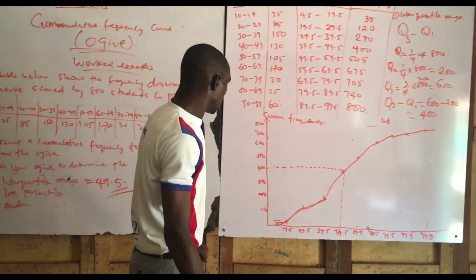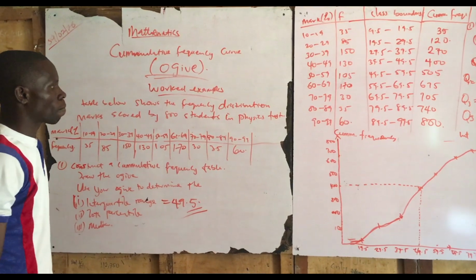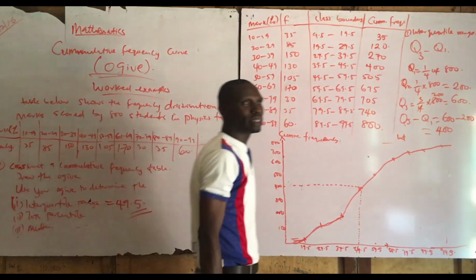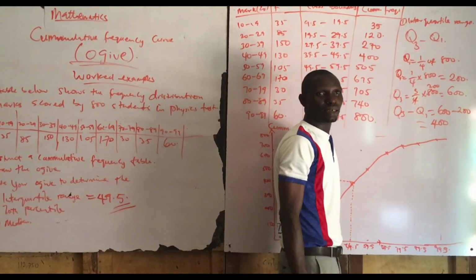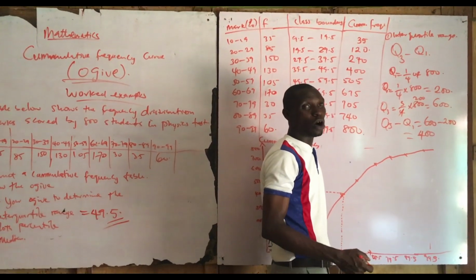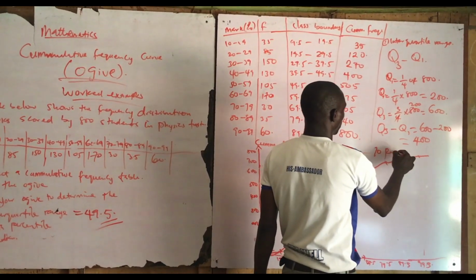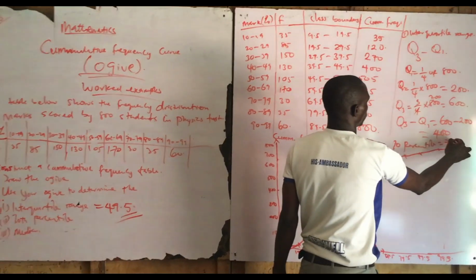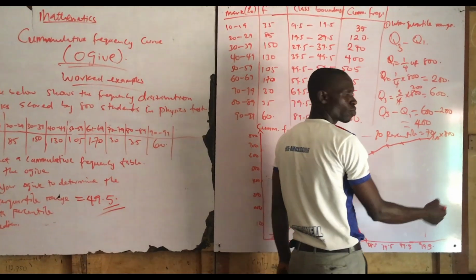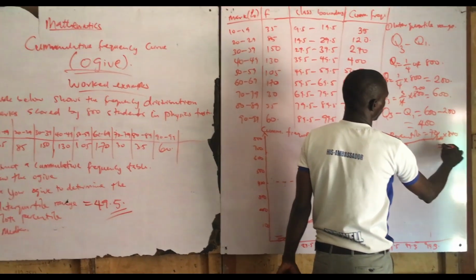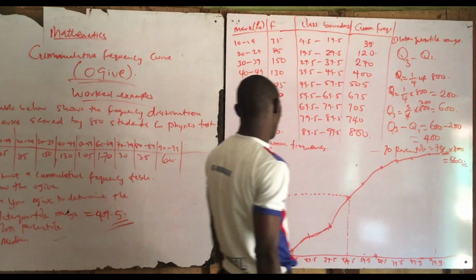Then the next thing that we are going to do is to find the 70th percentile. When we say percentile, we are talking of over 100. So 70th percentile is equal to 70 by 100 times 800. So 20 cancels this, then you have 7 times 8, 56. That's 560.